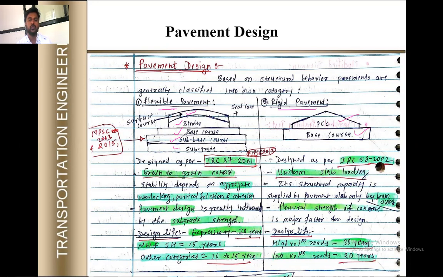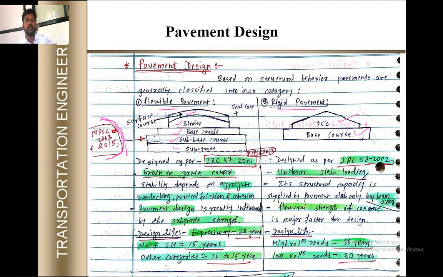See here, this has been asked 2 times in the exam. They show the different layers of the pavement and ask whether it is a flexible pavement or a rigid pavement. So you should know the different layers of the respective pavements, flexible as well as rigid.